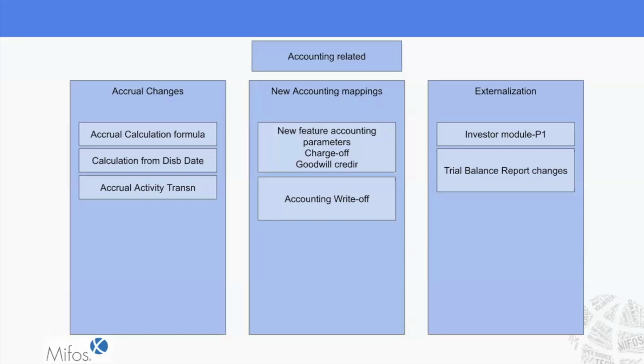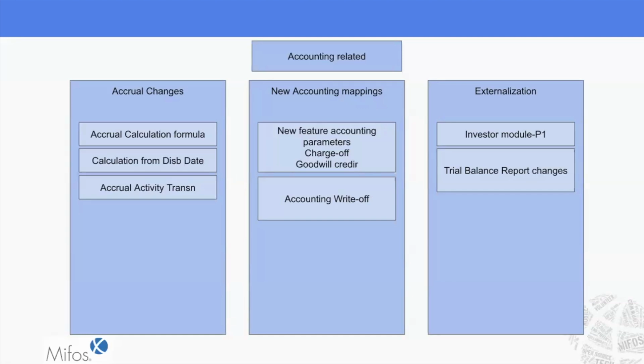And on the new accounting mapping side, we have introduced all the new parameters for the new features we developed, like charge off, goodwill credit, etc., to support the accounting for the new charge off. And accounting write off, as I said, is the same as charge off, where whenever a charge off is triggered, an accounting write off happens on the accounting side.